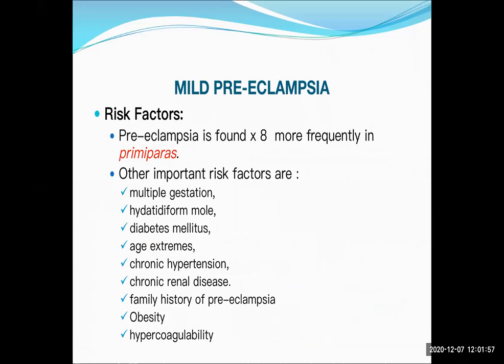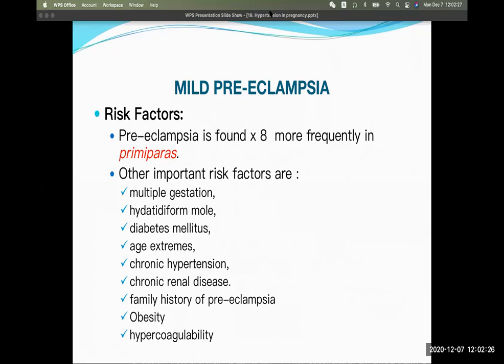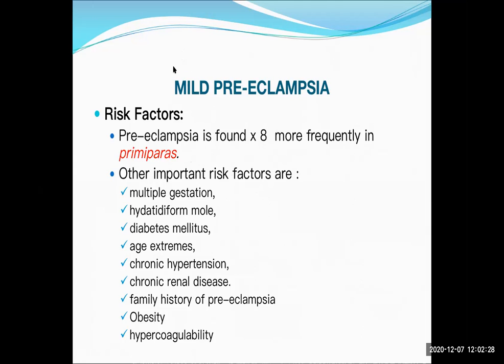Now, what are the risk factors? What are the risk factors which have a high chance of developing into preeclampsia in that particular pregnancy? Preeclampsia is found 8 times more frequently in primipara than in multipara. So this is a very important risk factor itself. And we all know what is primipara, isn't it? What is primipara? Yes?